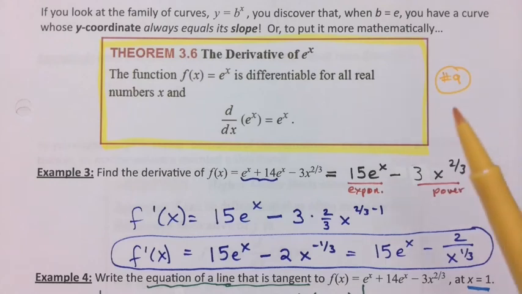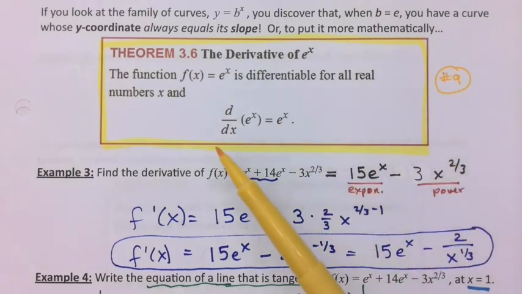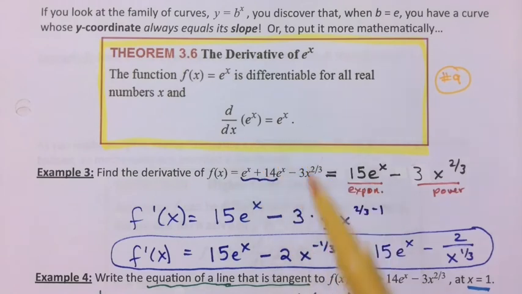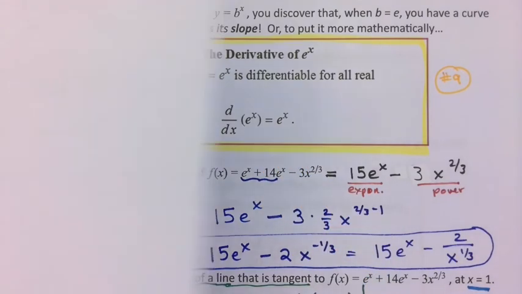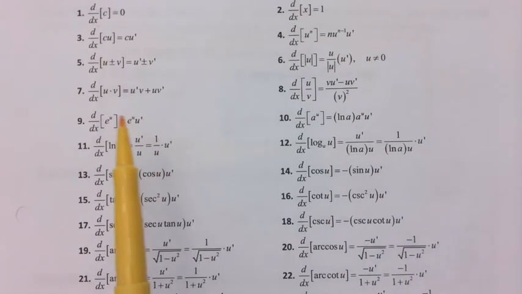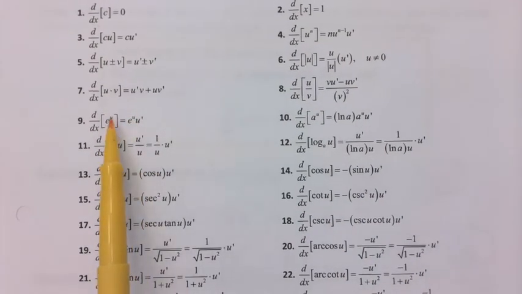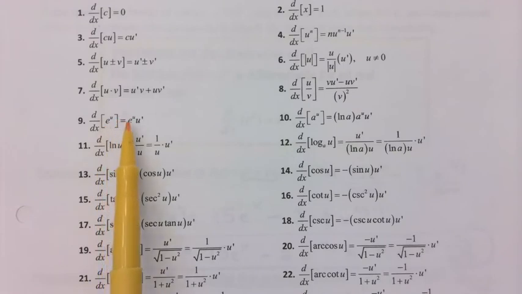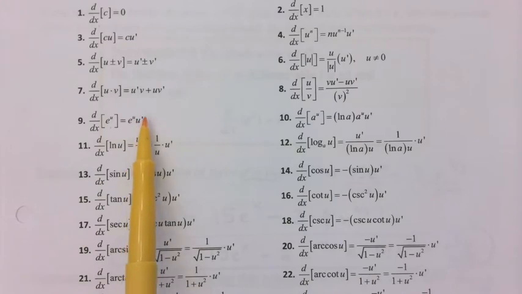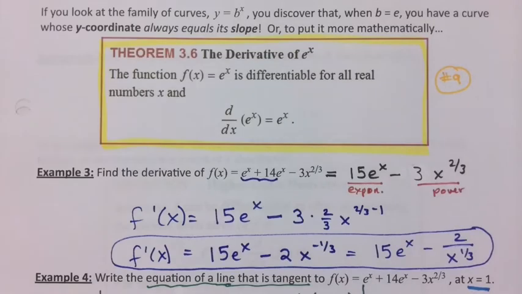Real quickly, I forgot to mention in the last video that the derivative of e to the x being e to the x is actually number 9 on your formula sheet. So if you look at it right here, we have it as e to the u. Again, the u part is just because of something we're going to learn in section 3.7. But you can think of it as e to the x, and then the derivative of x, x prime, would be 1. So this part would go away, and it'd just be e to the x. So that's rule number 9.